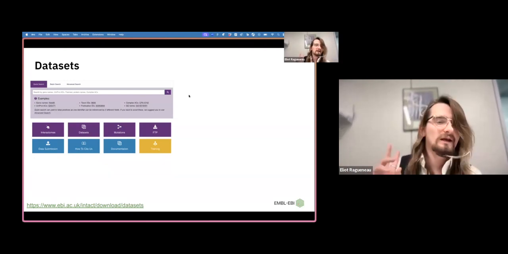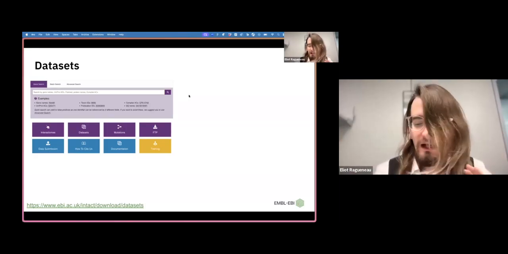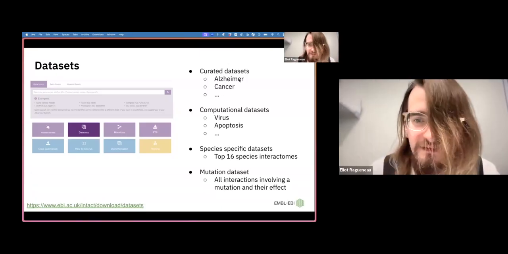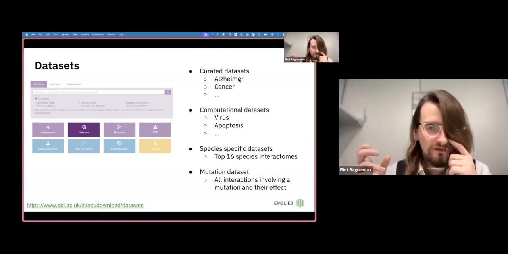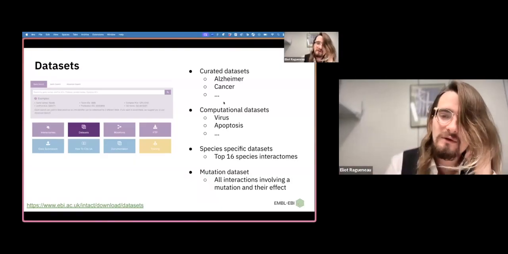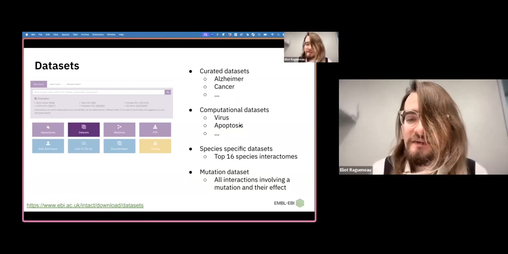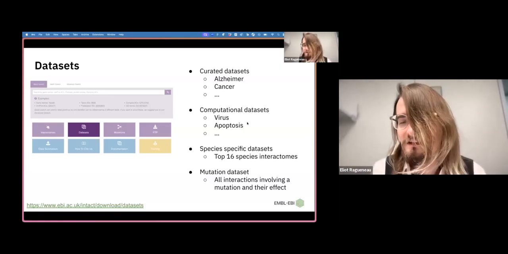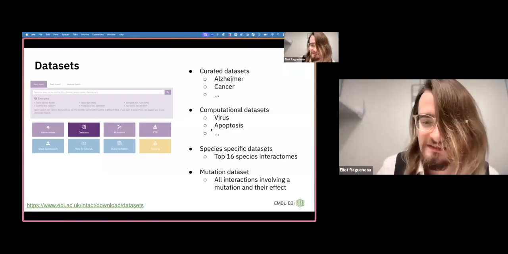Finally, we have two ways to build complex datasets. The first one is through curated datasets like Alzheimer's and cancer. Whenever a curator comes across something that is known to be associated with Alzheimer's or cancer, or is somehow relevant for that specific disease, they will annotate it as such and it will be added to that dataset. We also have computational datasets like virus and apoptosis. Whenever one of the participants of an interaction is annotated as relevant for that specific topic, it gets added automatically.